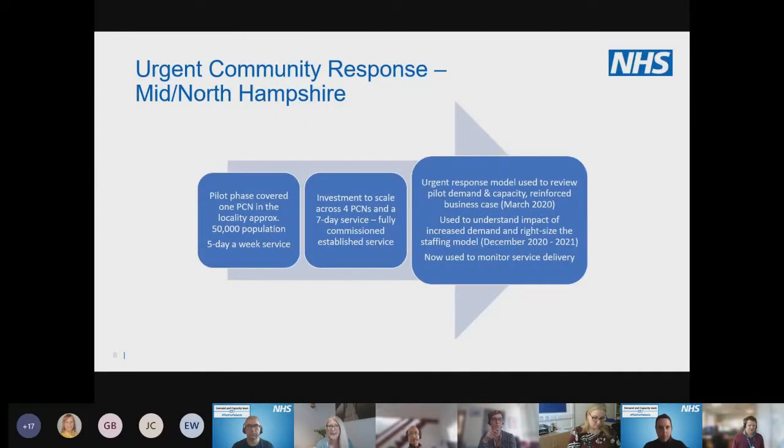Thanks, Keith. This pilot service providing the frailty response covered one PCN, so approximately 50,000 population. That's one primary care network. They ran a 5-day-a-week service, and it was a pilot, so it was funded with temporary money.